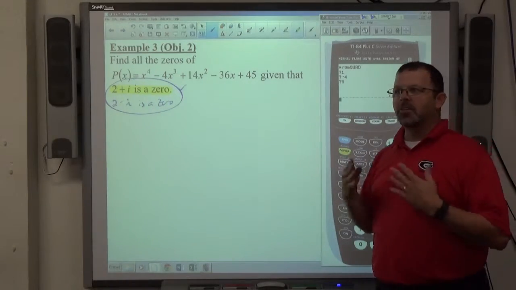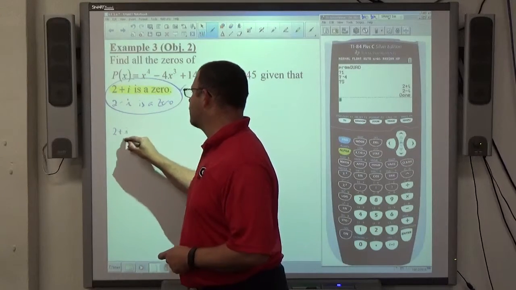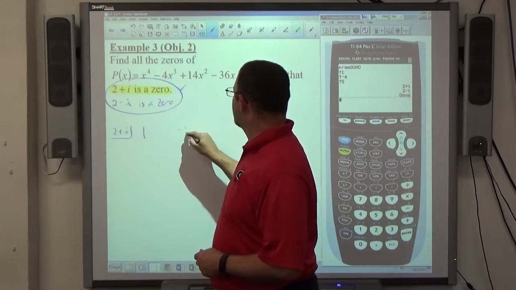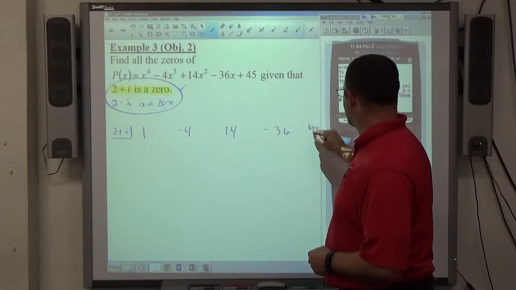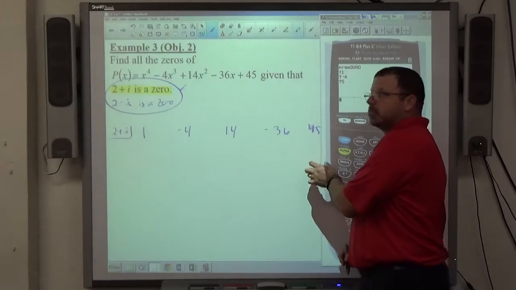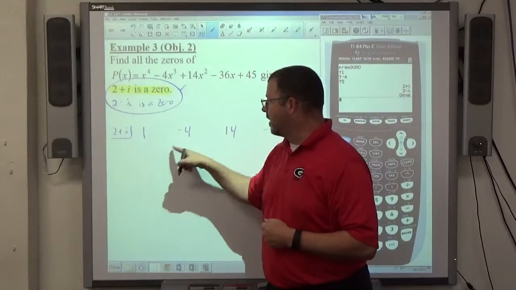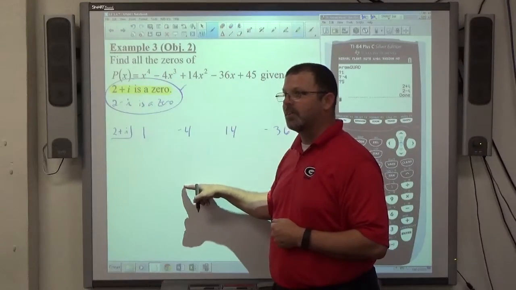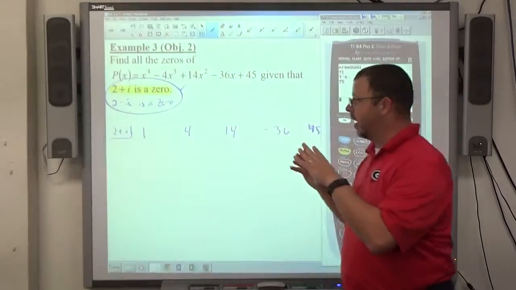But here's the problem. If I try synthetic division, 2 plus i goes up in this little corner. 1, negative 4, 14, negative 36, and 45 go here. Guess what the remainder is? The remainder is 0, right? Because it's a 0. But can you imagine 2 plus i times 1, and then add that, now you get negative 2 plus i times 2 plus i. Now you're going to get a big mess in here. It gets really ugly, really fast.